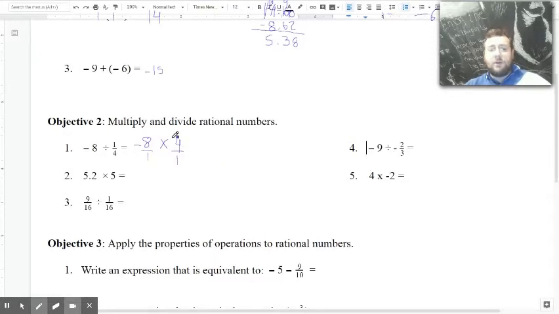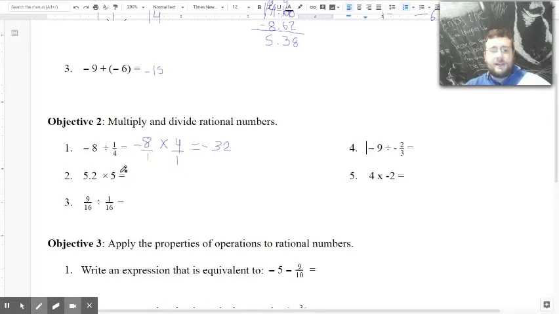And now you do the normal top times top, bottom times bottom. That's how you multiply fractions. So 8 times 4 means 32. 1 times 1 is 1, so that's just 32. And then, because there's a negative sign involved, I have to think about the sign. Only one negative sign, nothing to cancel it out. An odd number of negatives means the answer is negative, negative 32.